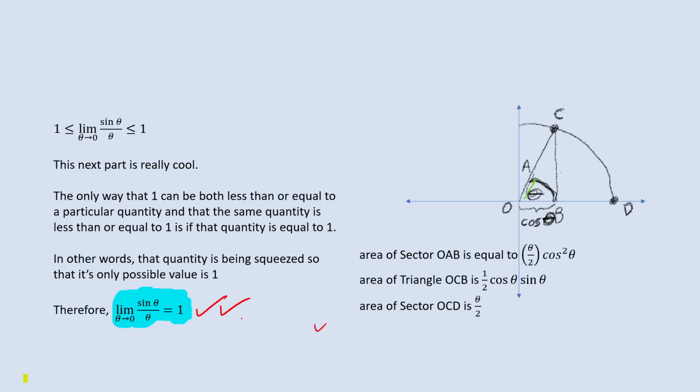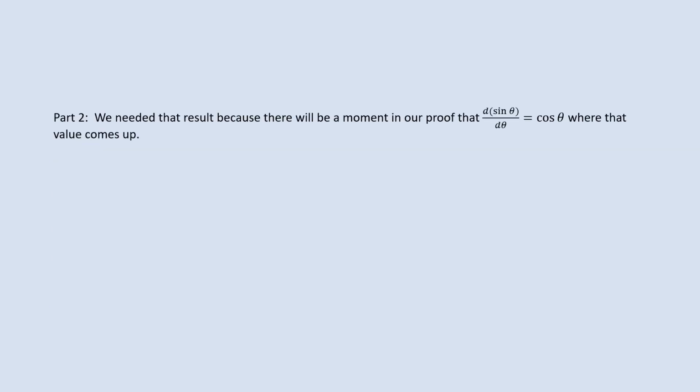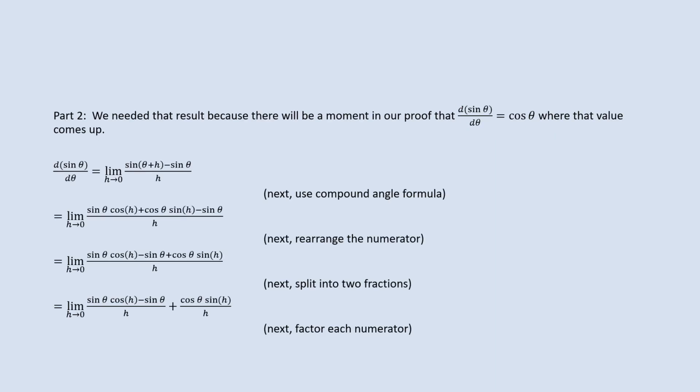Now, you might be wondering, why did we figure that out? Well, it's going to show up in the proof that we're about to do, which is the one that we are really interested in, which is this statement. We're going to prove that the derivative of sine theta with respect to theta is cos theta. So how do we do it?